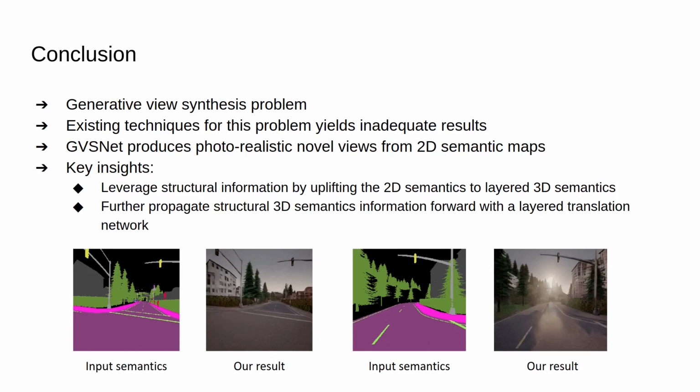In conclusion, we introduced the generative view synthesis problem. We demonstrated that the simple application of existing techniques for this problem yields inadequate results. We introduced GVSNet, which produces photorealistic novel views from 2D semantic maps. Our key insights are leveraging structural information by lifting 2D semantics to layered 3D semantics, and further propagating the structural 3D semantics information forward with a layered translation network.